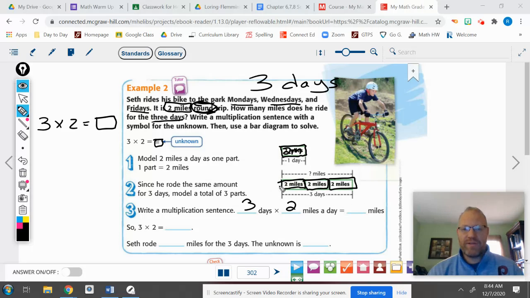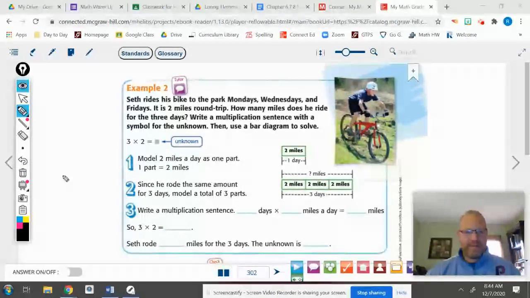And then you would say, how many total miles is that? Count by twos. 2, 4, 6. 6 miles. So 3 times 2 equals 6. Seth rode 6 miles for the 3 days. The unknown, remember the unknown was here, 3 times 2 is 6. Check your work. If you needed to, pause it and go back to that.